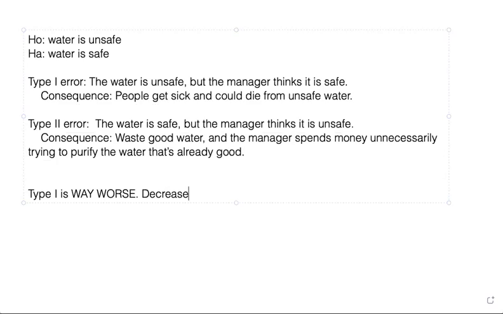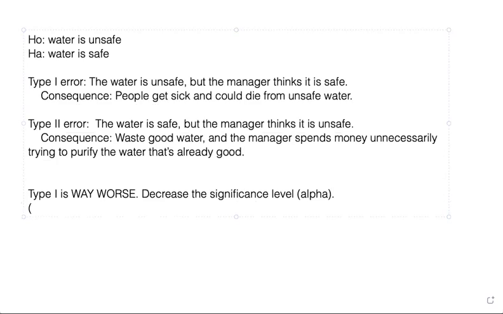Yes. Good. Do you know why? Do you know what alpha stands for again? The probability of type 1. Yeah. So we want to decrease that probability. Since we think type 1 is worse, we want to avoid it at all costs. So we're going to decrease the alpha, decrease the significance level, since I don't know how to type alpha.